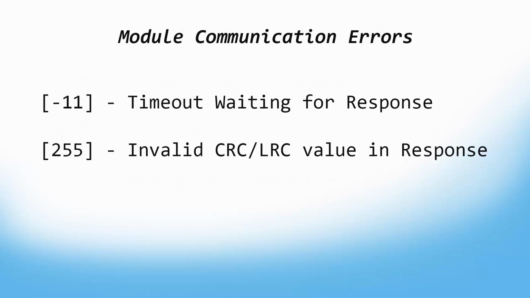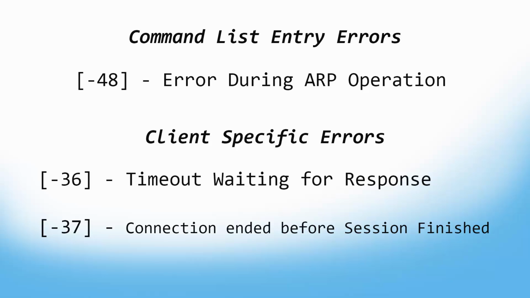We'll cover a couple of Modbus communication error codes, -11 and 255. These will only apply to our Modbus serial devices. Finally, we'll go over error code -48, which is a command list entry code, and -36 and -37, which are client-specific error codes. These only apply to our Modbus TCP/IP devices.